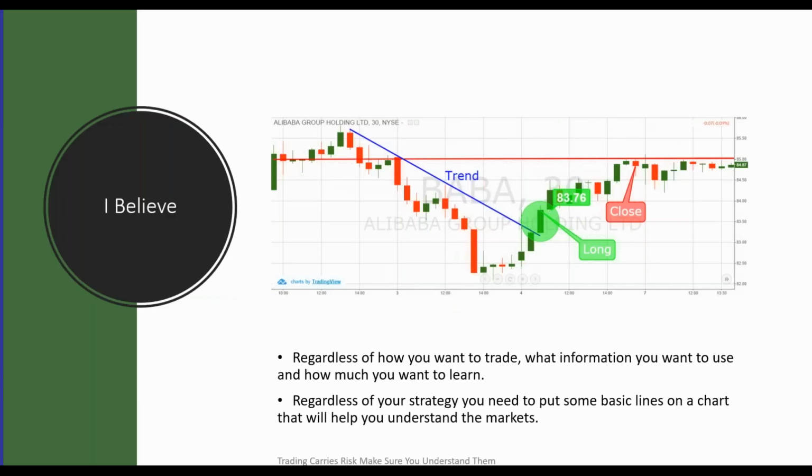So I believe, regardless of how you want to trade, what information you want to use, and how much you want to learn, regardless of your strategy, you need to put some basic lines on a chart that will help you understand the markets. And these include the current trend line, because understanding the direction of an asset and its current trend is very important.